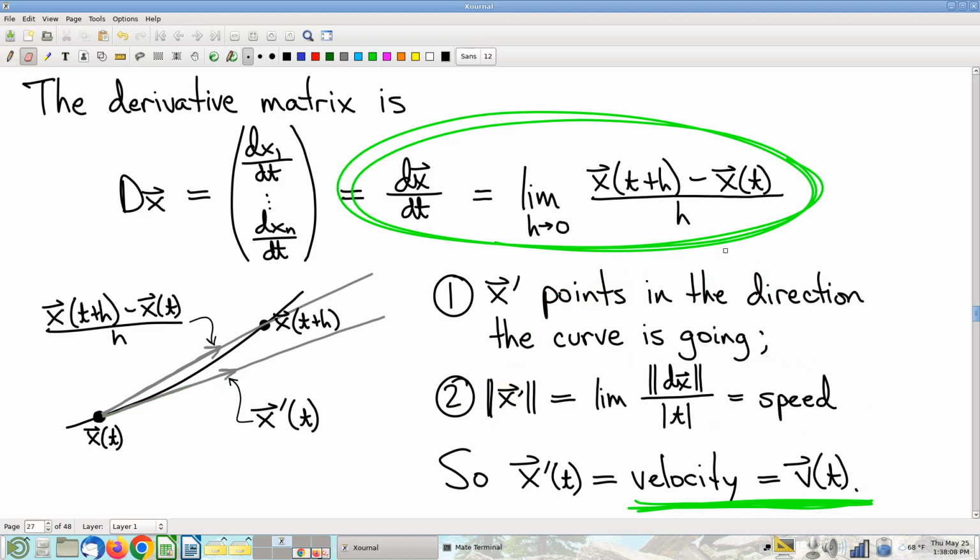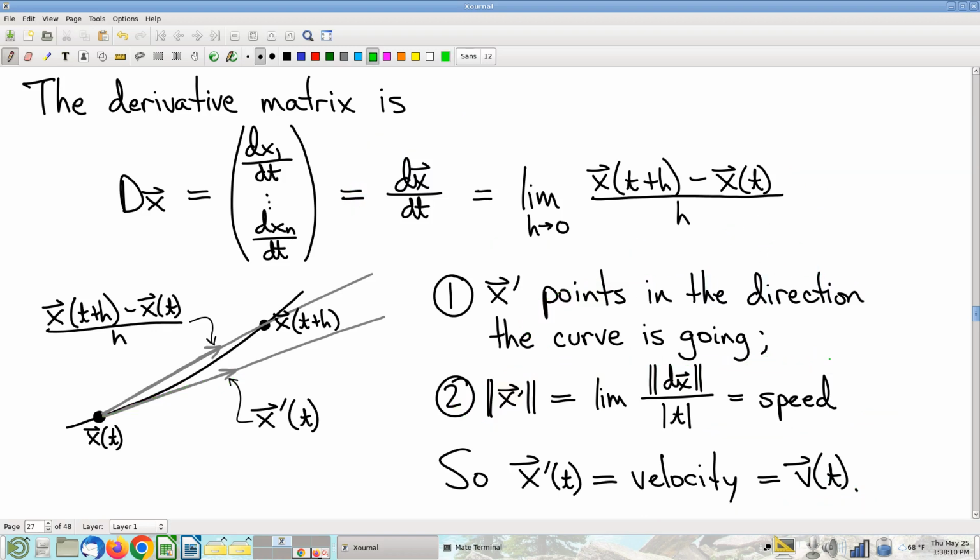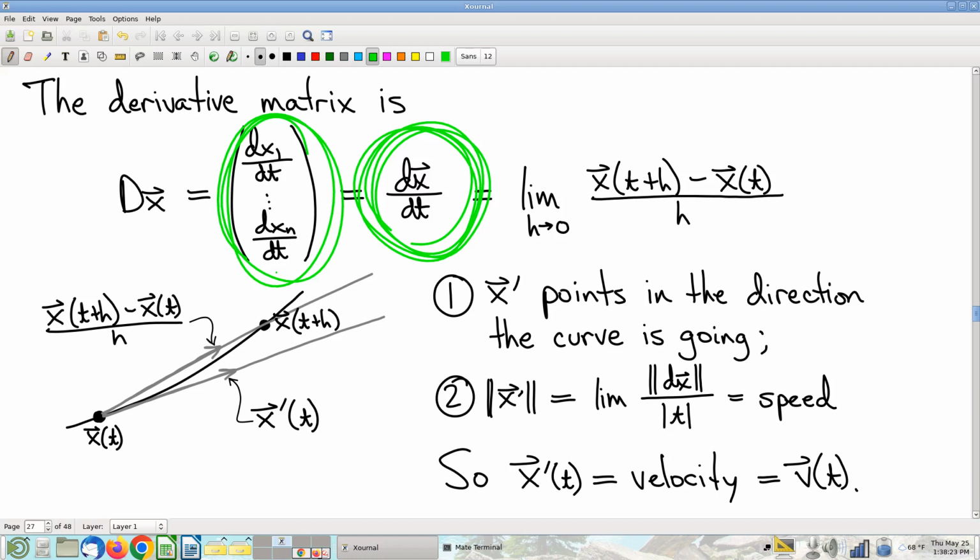Now, I think it's worth emphasizing. Notice that this derivative here is not a slope. It better not be. It's got to be a vector, just algebraically structured. I mean, you can see it's a vector. So it wouldn't make any sense to be a slope. And it isn't a slope. It's a velocity. How we doing? Everybody happy?